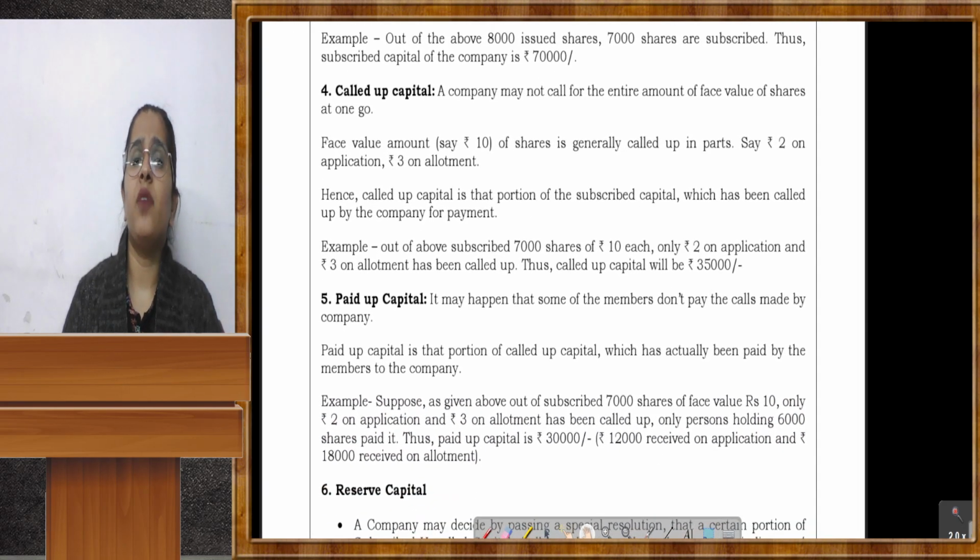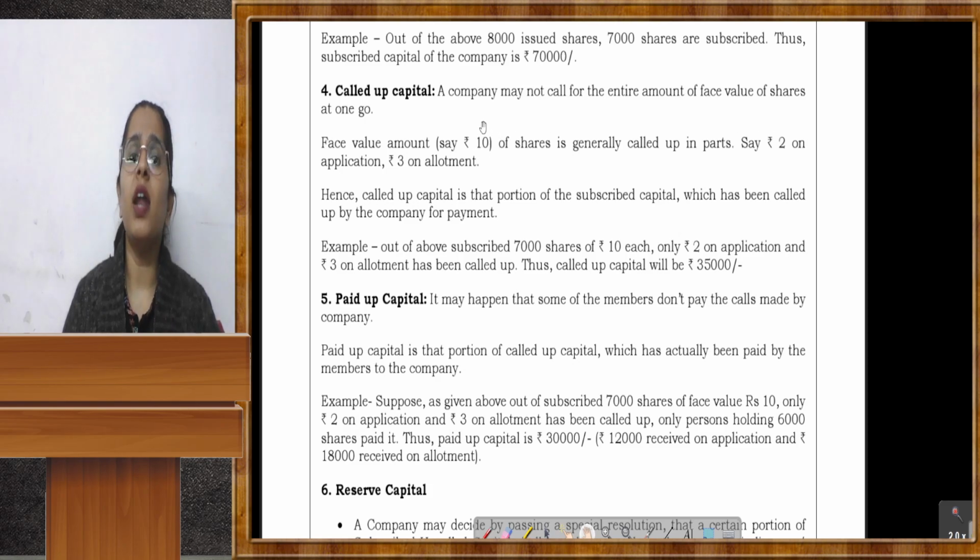After subscribed capital, what is called up capital? Now, let's say 7,000 shares have been subscribed by the public, meaning application money has been received. But as you have studied in 12th, if a share is of 10 rupees, the company calls the amount in installments. First it will call 2 rupees, then 3 rupees, then 2 rupees, and then 3 rupees, or whatever the amount the company decides, but it will not call the total 10 rupees in one go. It will call it in installments.